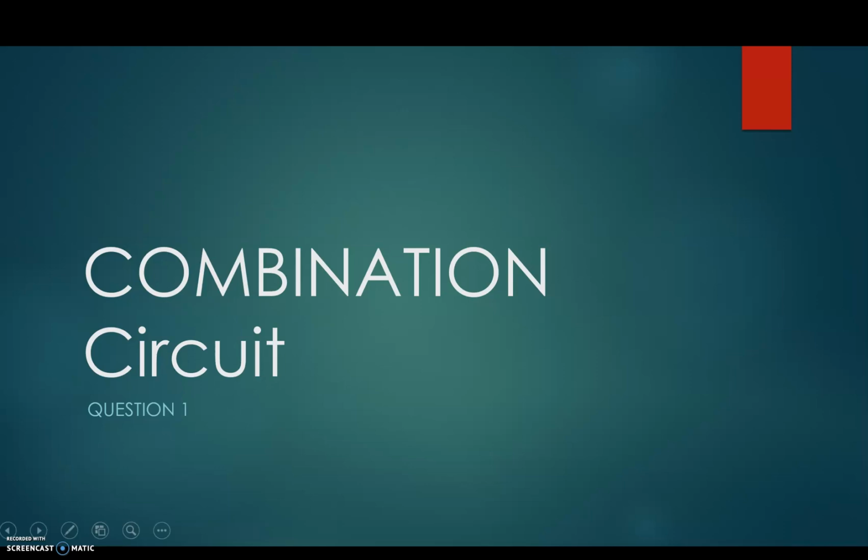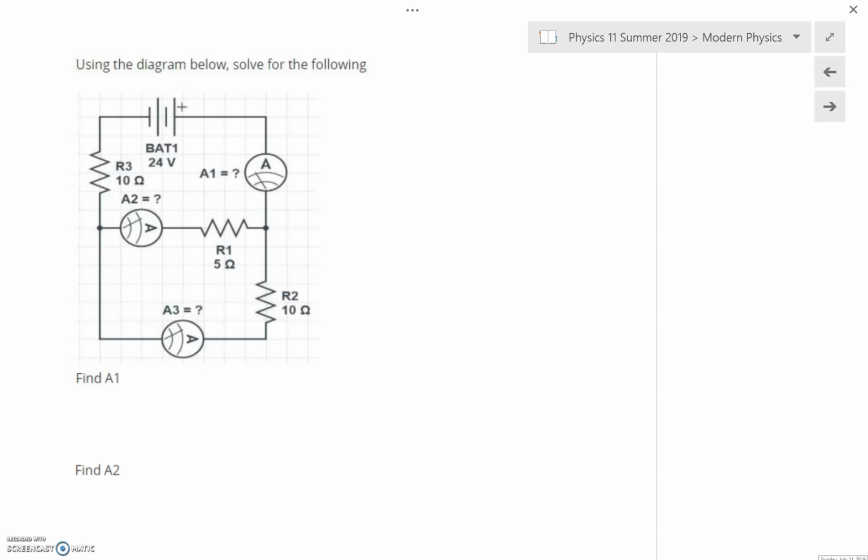Combination circuit, question 1. In this combination circuit, we're wanting to find the current at these three locations, A1, A2, and A3.